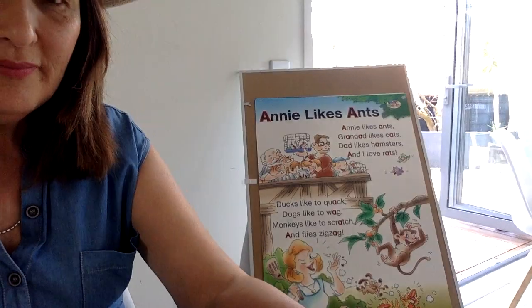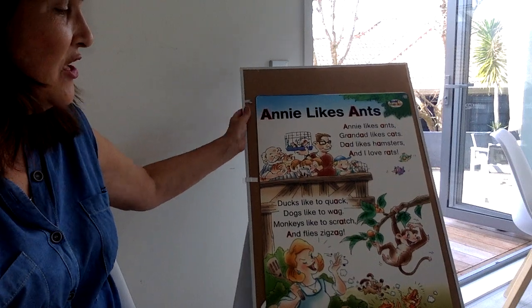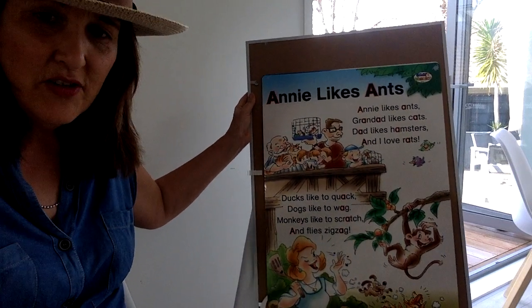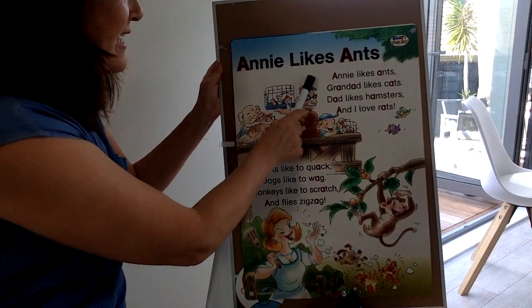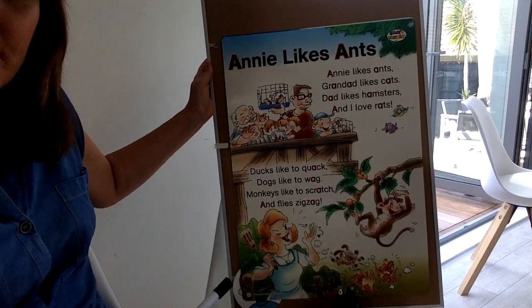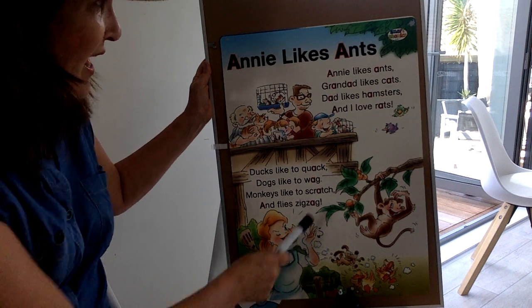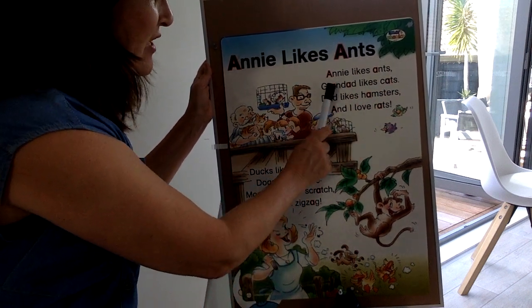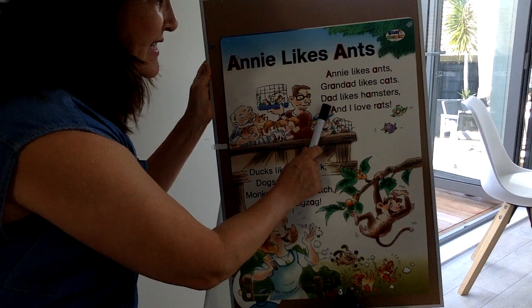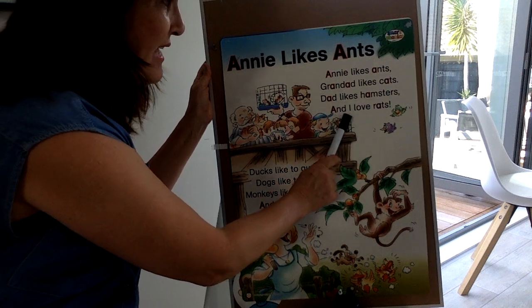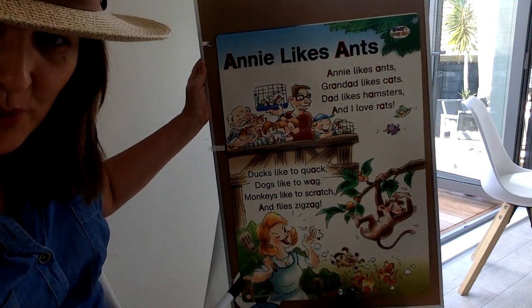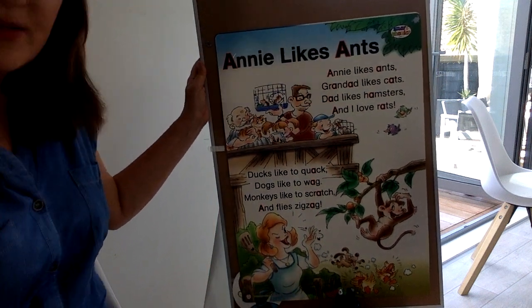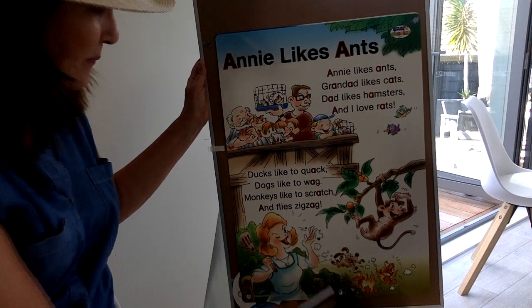Okay, we have a poem here today, and it's about one of the creatures that you might find in the garden. Can you see that there? Let's see if we can have a look. It says, Annie likes ants. See if you can read along with me. Annie likes ants. Grandad likes cats. Dad likes hamsters. And I love rats. And if we've had this poem before, does that matter? No, because we read things again and again and again.